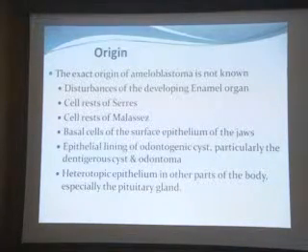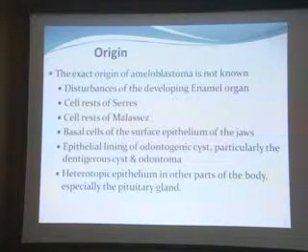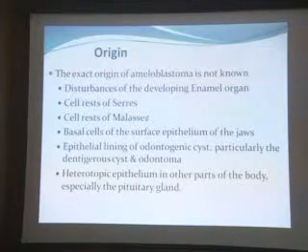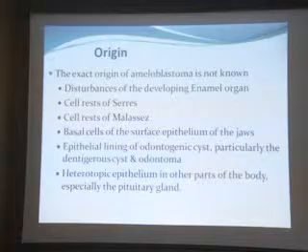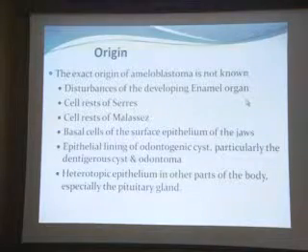So it is said that various researchers have put forth the origin of the tissue, or the origin of the ameloblastoma. Though it is said that the exact origin is not known, there are certain factors from which the ameloblastoma is derived. What is first? It is the disturbances of the developing enamel organ.